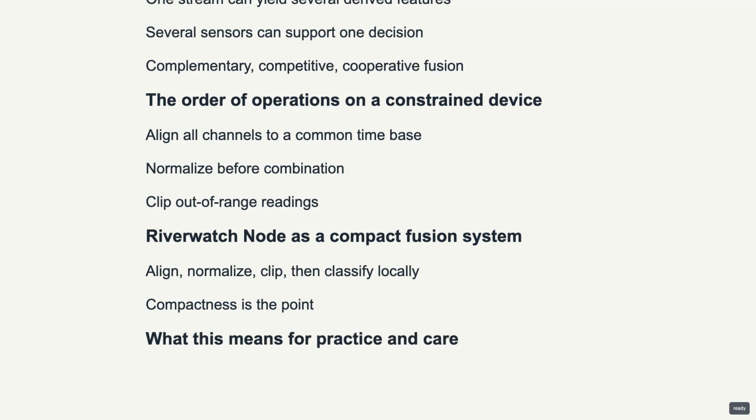This connects directly to deployment work in embedded, IoT, and robotic settings. The valuable skill is often not just model choice, but the ability to make messy sensor data fit the constraints of a real system.